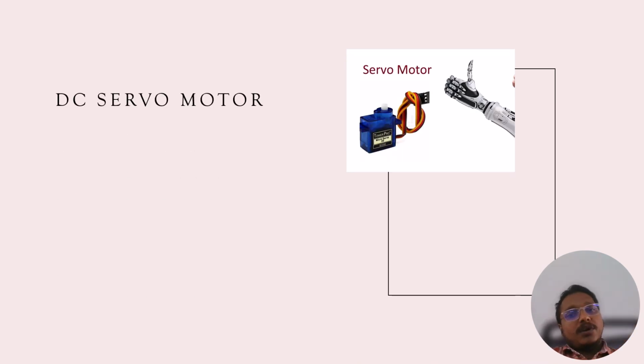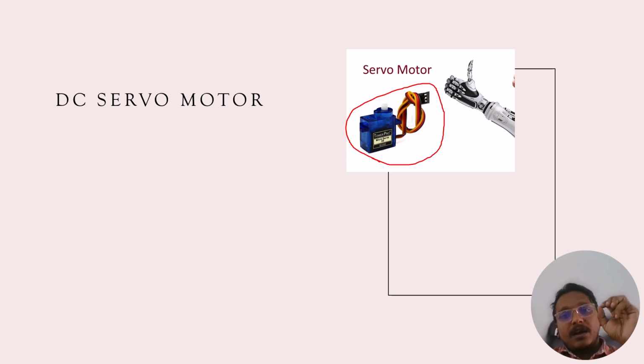So, DC servo motor. A DC servo motor simply looks like this. If you see this one, it is very small. That means it is this much in size, and it can operate these wings, which can rotate either in a clockwise direction or in an anti-clockwise direction. It can be rotated in degrees.